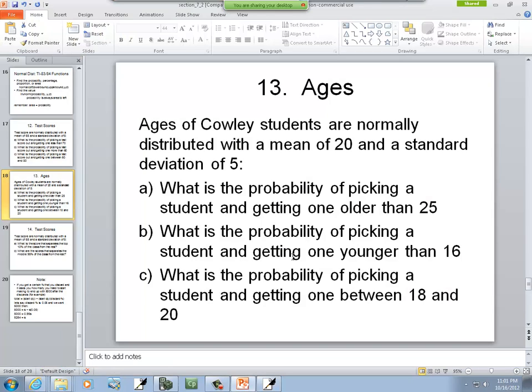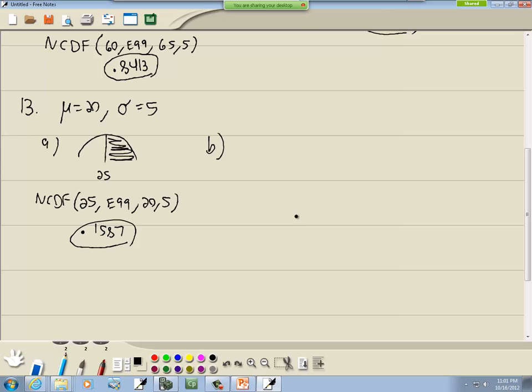Okay, B. What is the probability of picking a student and getting one younger than 16? So here's 16. It doesn't matter where you put your numbers, by the way. In actuality, your mean should be in the middle, but we're just trying to get a visual picture of this. So we'll do normalcdf. Our smallest value is clear over here, which is negative E99. Our largest value is 16. Our mean is 20, and our standard deviation is 5.